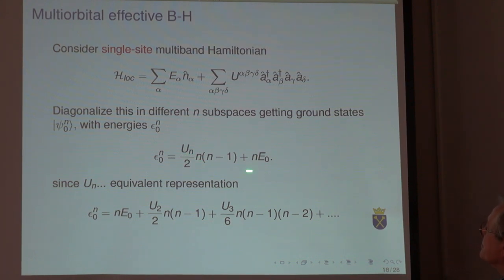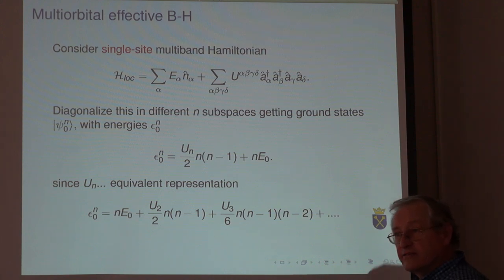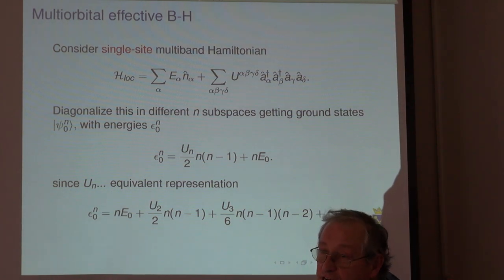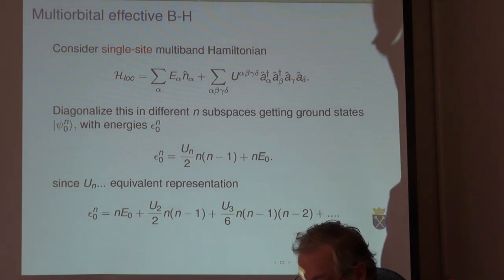Such an approach is totally equivalent to writing this energy and expressing it in a single energy term plus U2 and n minus 1, plus some different coefficient which should be called with a different letter, n minus 1, n minus 2. We can call it the effective three-body interaction. And then we have effective four-body interactions. You can have such a series coming from this diagonalization. Hopefully, these coefficients will behave reasonably, and we can get these coefficients from diagonalization.